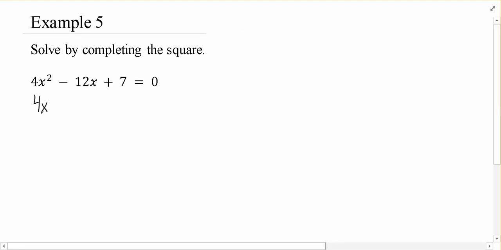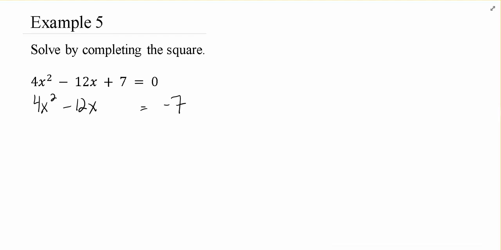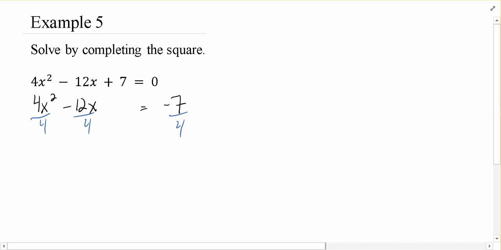Step one is to take our constant and shove it to the other side. So we got -7. Now before we do the magic number thing, remember that we got a coefficient of 4 here. So we need to divide both sides of the equation by 4 to get rid of it, giving us x squared minus 3x equals -7/4.